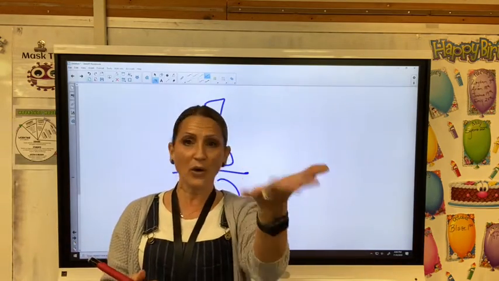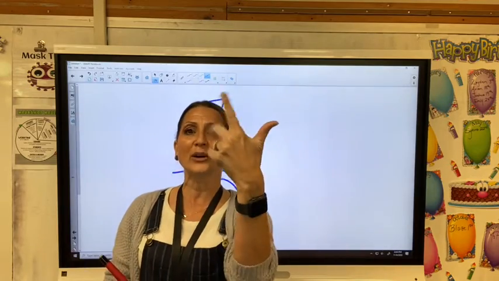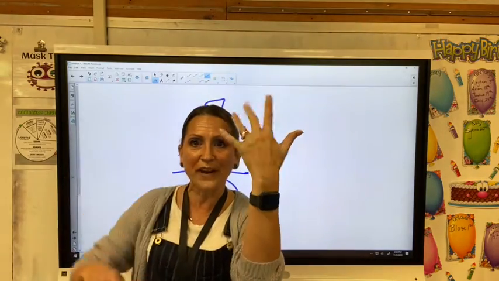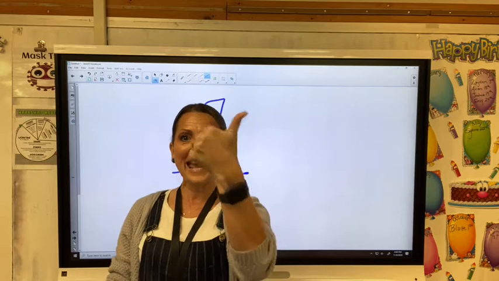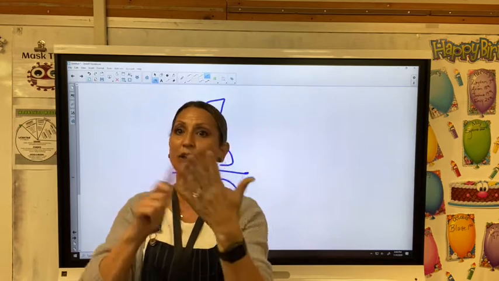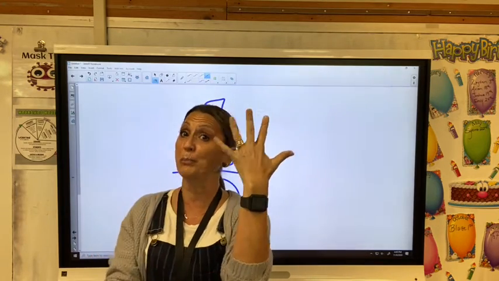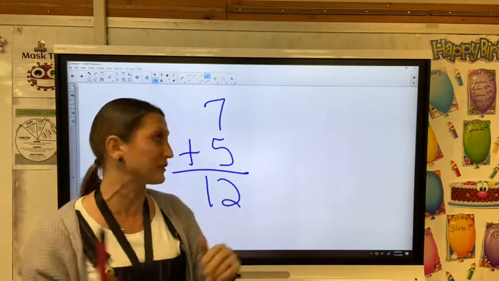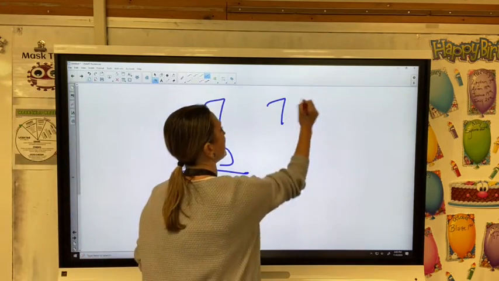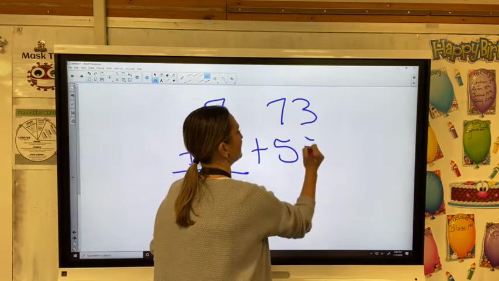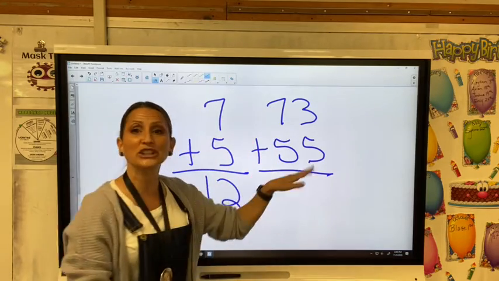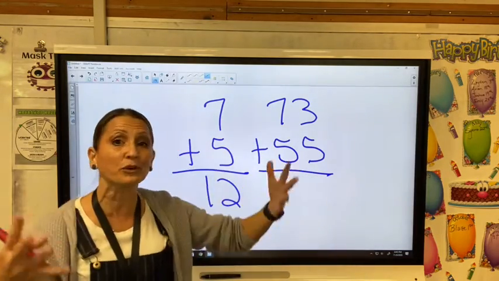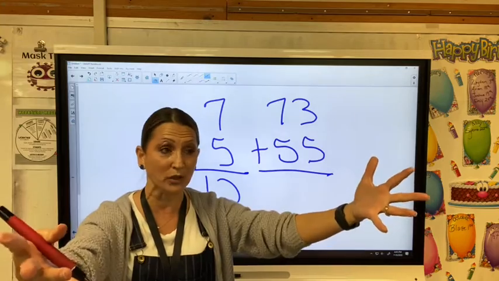Your teachers say, go ahead, use your fingers, because they're individual. Look, those are individual fingers, okay? So I went 7, 8, 9, 10, 11, 12. They're individual numbers, individual parts. Even if, sixth graders, I change this to 73 plus 55, those are still individual numbers. 73 is its own number.